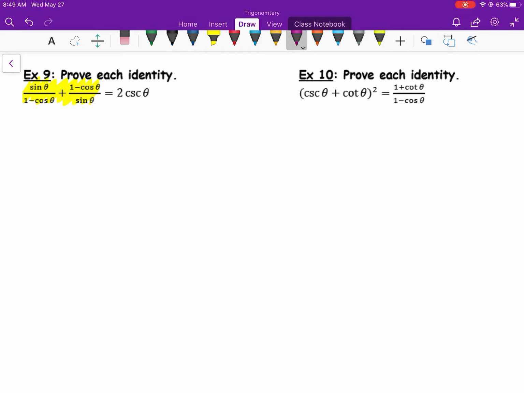So, let's make common denominators. So, the right-hand side needs 1 minus cosine. Right-hand side needs sine. So I'm going to get sine squared theta plus 1 minus cosine theta, quantity squared, all divided by sine theta times 1 minus cosine theta.